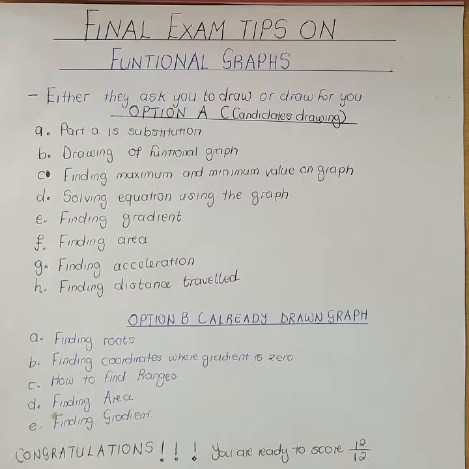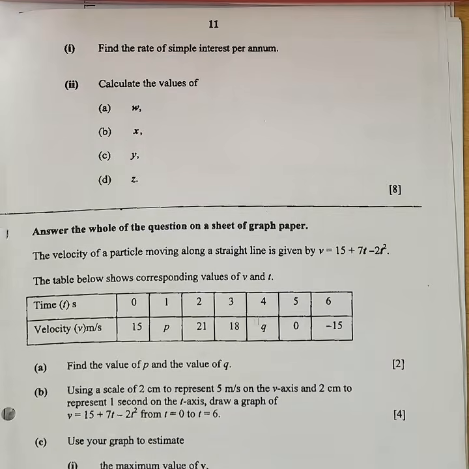I'm going to demonstrate this part A using the question that was in June 2011. So the question is reading, answer the whole of this question on a sheet of graph paper. The velocity of a particle moving along a straight line is given by v is equals to 15 plus 7t minus 2t squared. The table below shows corresponding values of v and t. Find the value of p and the value of q.